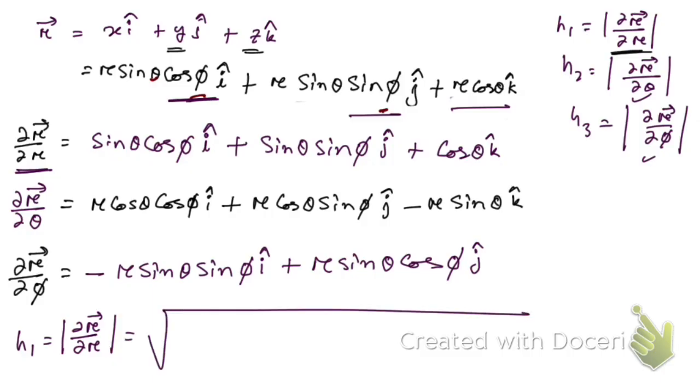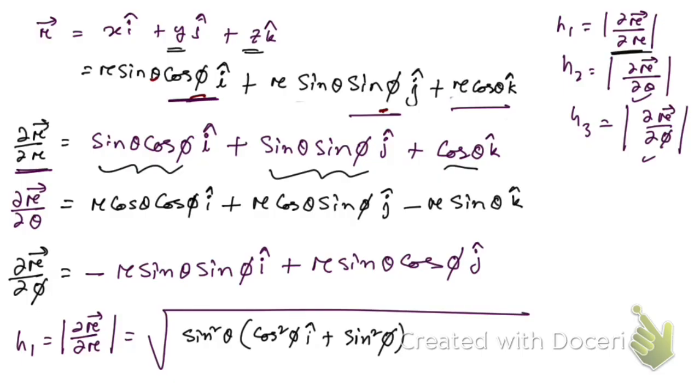Hope you know this. It's just the sum of the squares of the coefficients of i cap, j cap and k cap, right? So here we're going to get sine square theta, and here also we're going to get sine square theta, which can be taken as common. After taking this sine square theta common, we're left with cos square phi and sine square phi within the bracket, cos square phi i cap plus sine square phi j cap, then plus the square of cos square theta k cap, right? So now you see, this is going to be equal to 1.